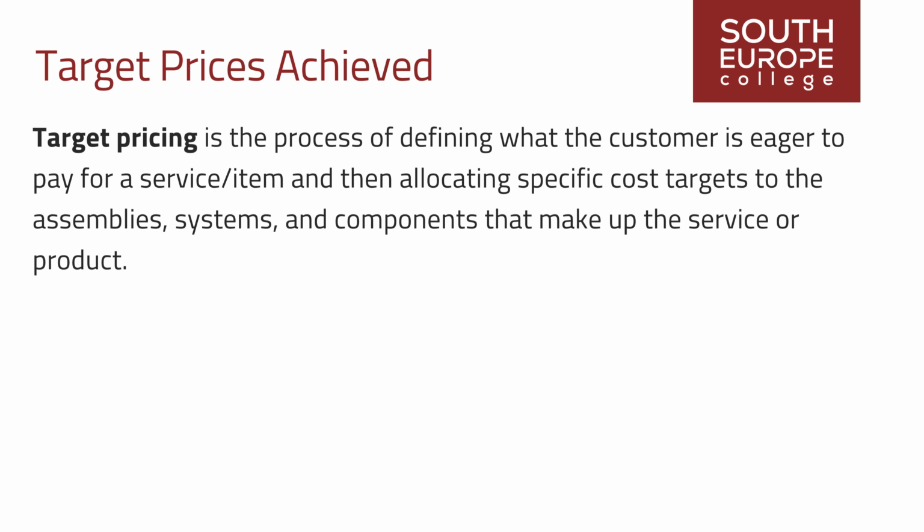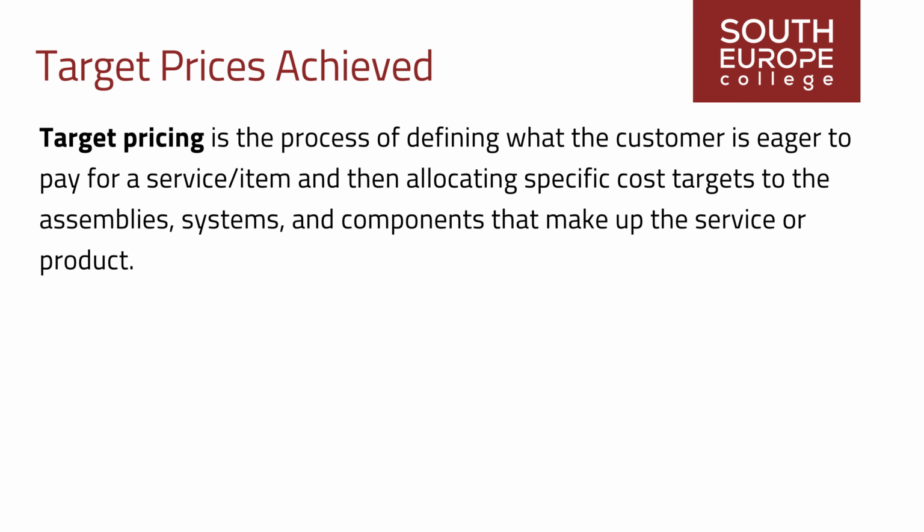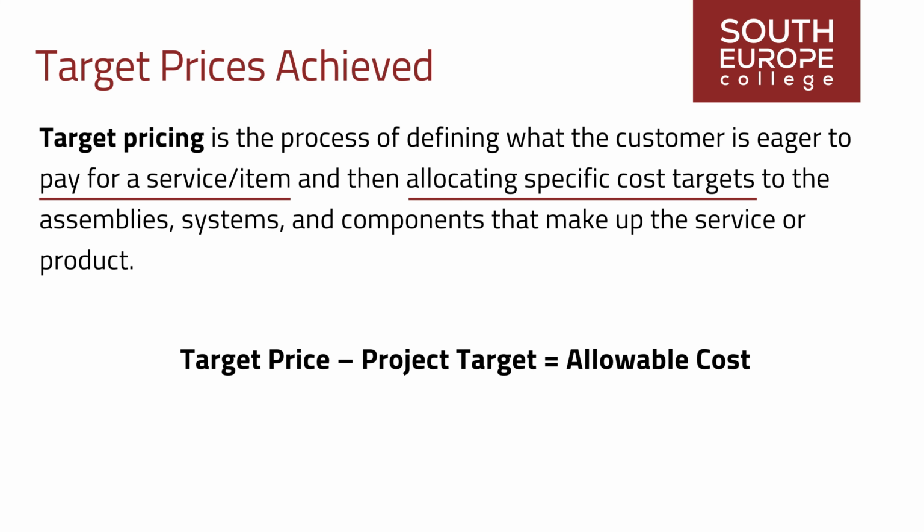Target pricing is the process of defining what the customer is willing to pay for a service or product, and then allocating specific cost targets to the assemblies, systems, and components that make up the service or product. Target costing applies the given formula to define allowable costs: target price minus project target equals allowable cost. Allowable cost is then assigned to the several factors that constitute the finished goods.